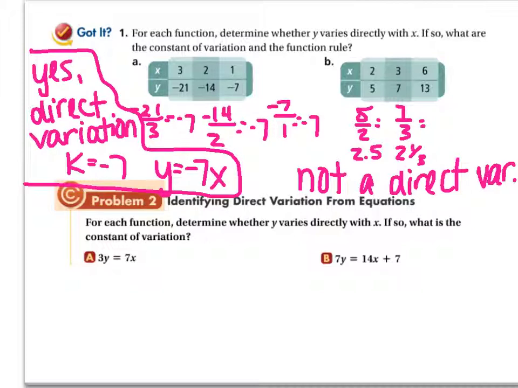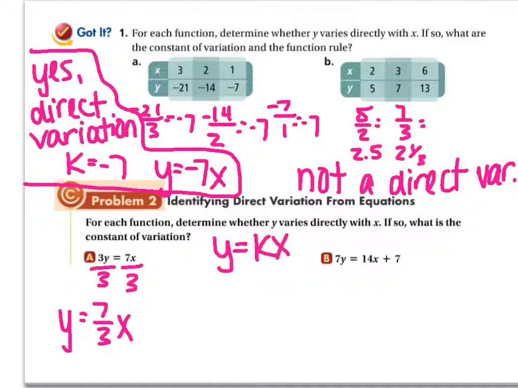Now you can look at an equation and determine if it's a direct variation simply by looking to see if it's in that form of y equals kx. So in example A, we have 3y equals 7x. What we want to do is solve for y and then just compare it to our y equals kx equation. So divide by 3 on both sides, and y equals 7 over 3x.